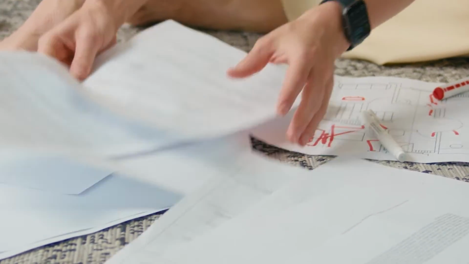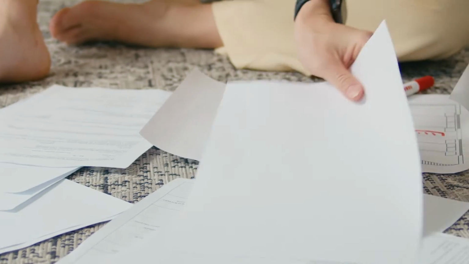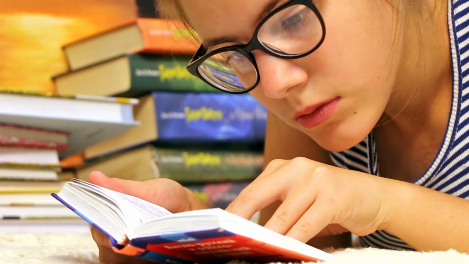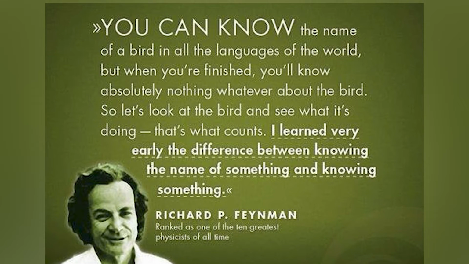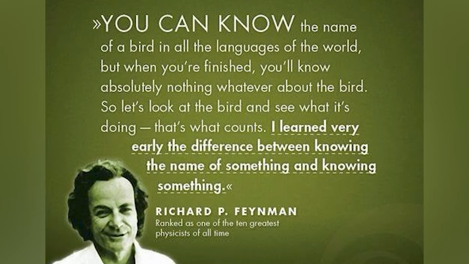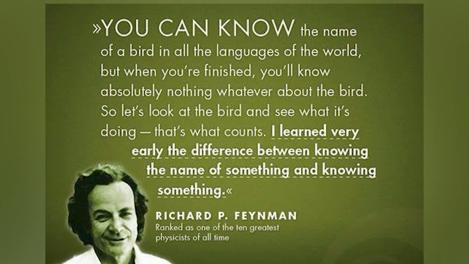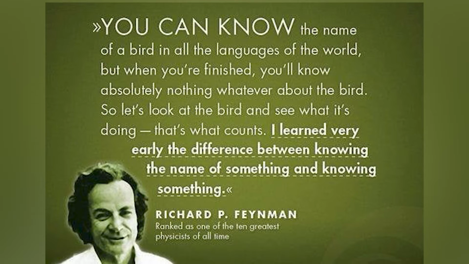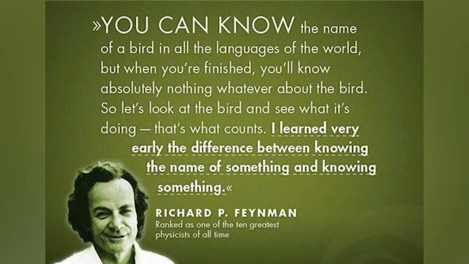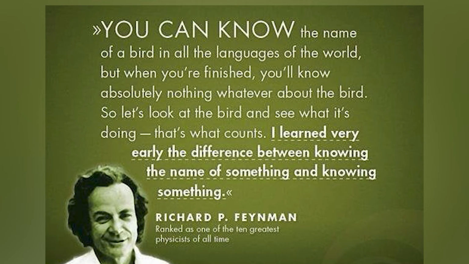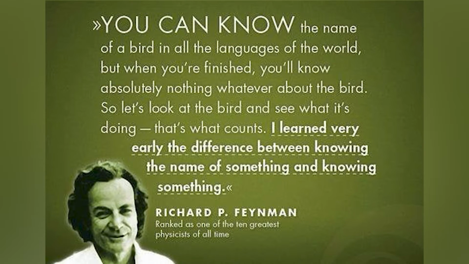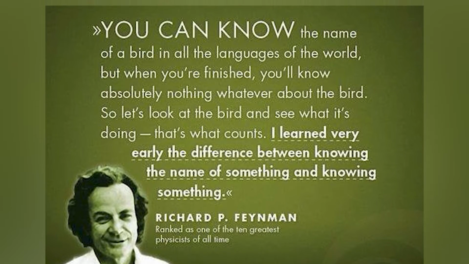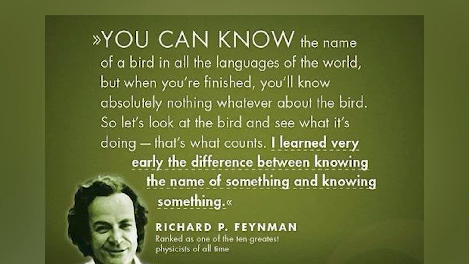Sometimes when you research a topic, the words seem difficult. If you want to really understand something, you must be able to read those words and then simplify. Feynman once famously said, "You might know the name of a bird in all the languages of the world, but in the end, you'll know absolutely nothing about whatever the bird is. So let's look at the bird and see what it does. That's what counts." It would be best if you learn early enough the difference between knowing the name of something and knowing something, according to Feynman.